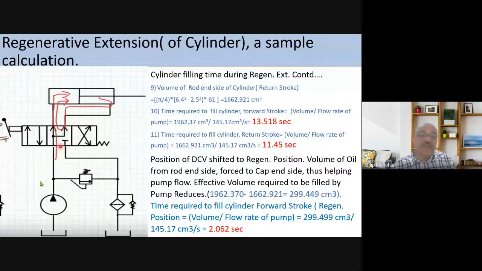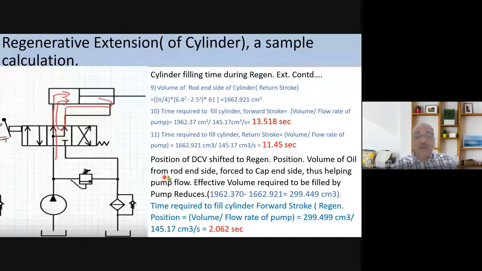Whereas when you are filling with the regenerative method, what is supposed to happen? This flow also joins, and you are filling this side with the help of two flows, pump flow plus this flow. So the time required will be, now the effective volume gets reduced, because now this flow q is getting added here. So total effective flow q, this minus this, is the only thing which the pump needs to fill. Here this is 1662. Sorry, for the return time, it is given as 11.45.